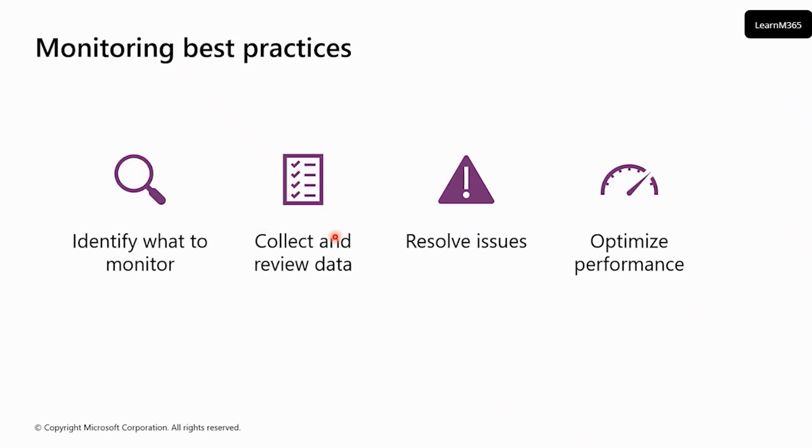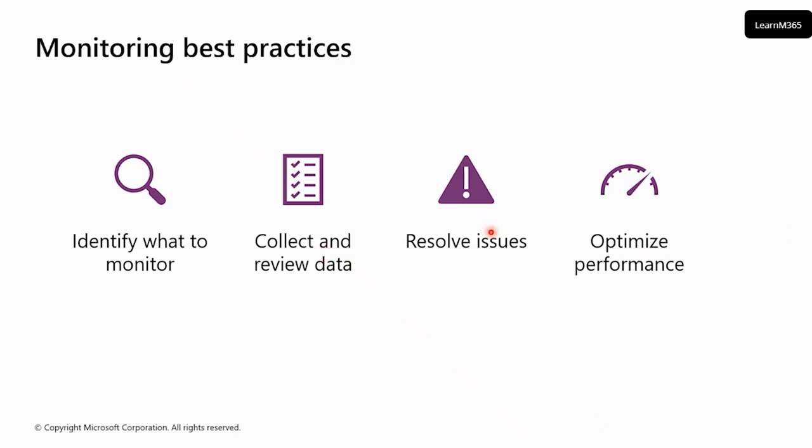The second best practice says to collect and review the data. You can collect and analyze the data on a regular basis to identify the normal behavior, so you can spot any anomalies when they occur. For those purposes, you have to collect and review the data on a regular basis.